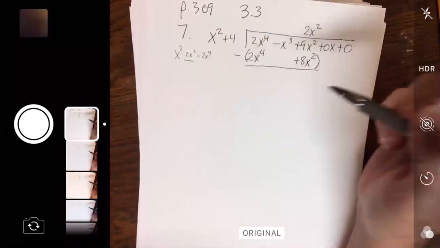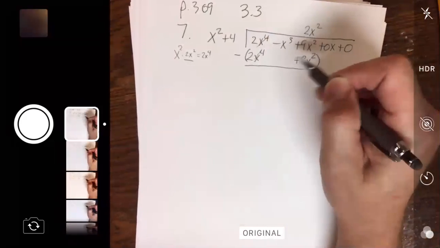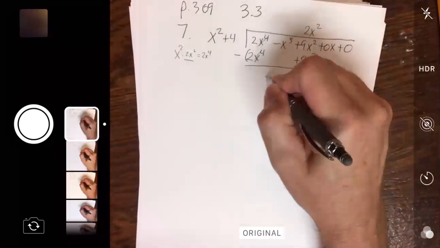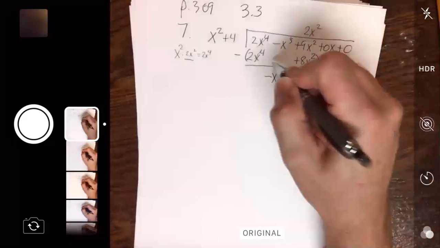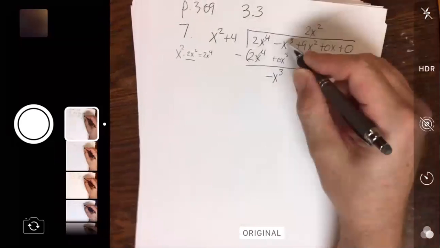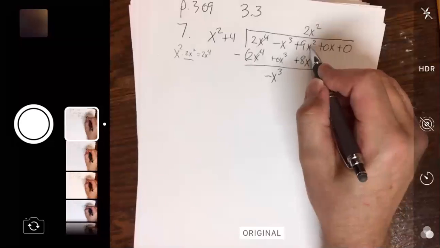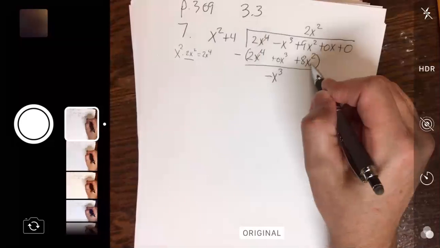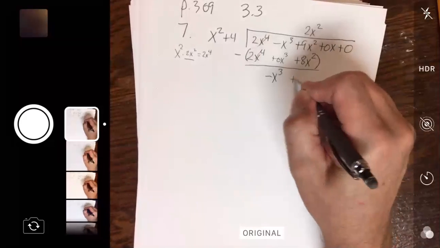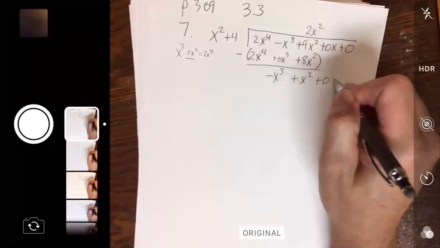Questions about that? Okay. So then you want to bring down your minus x cubed. There's technically a 0x cubed here. So minus 1 minus 0 will still be a negative 1x cubed, but you want to go 9 there minus 8. That would leave a positive x squared. Still bring down a 0x and a 0.